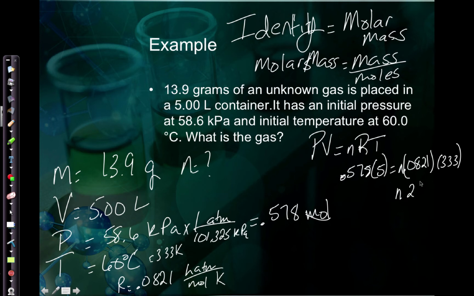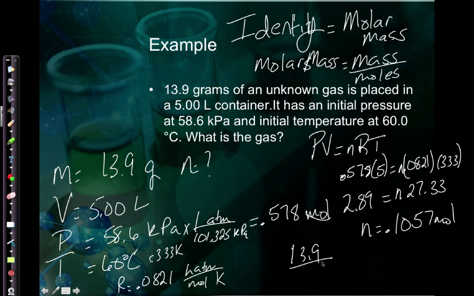So n times 27.33 equals 0.578 times 5, which gives me 2.89. Let's divide out the 27.33. My number of moles is about 0.10. Now I have my number of moles and I have my mass, so I can figure out my molar mass. My mass is 13.9, and now I'm figuring out the molar mass, divided by 0.10 moles.